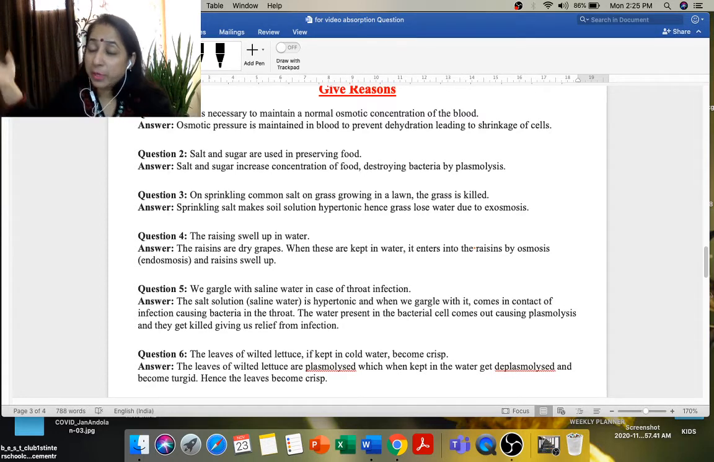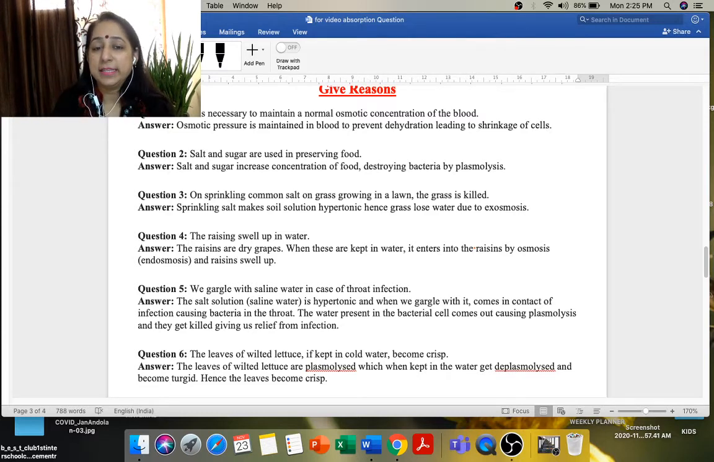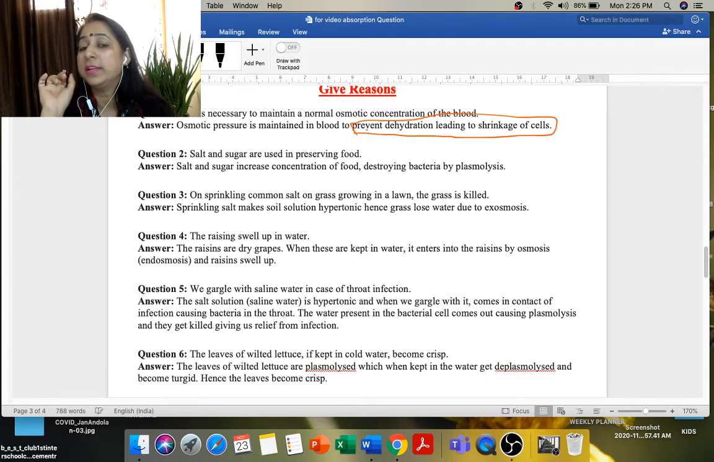It's not an elaborate answer. It's not a one-word answer. It is a precise, crisp, correct answer. सिर्फ उतना लिखा है जितना चाहिए. That osmotic pressure is maintained in the blood. क्यों? To just prevent dehydration of the cells. That's it. This is only required.